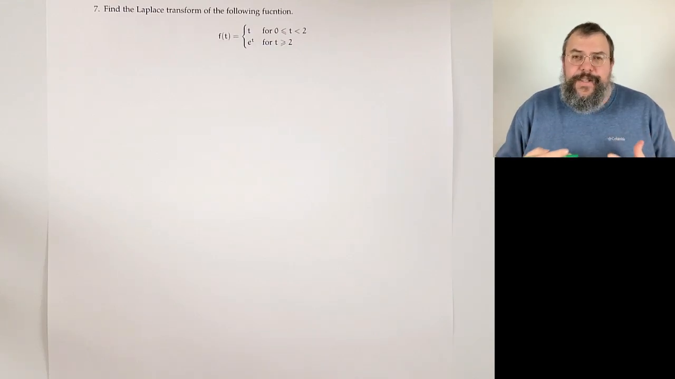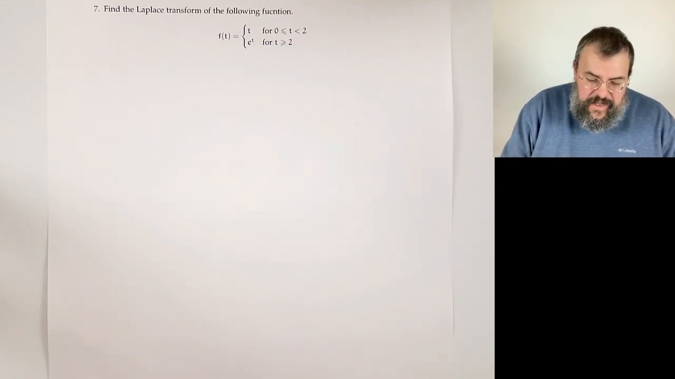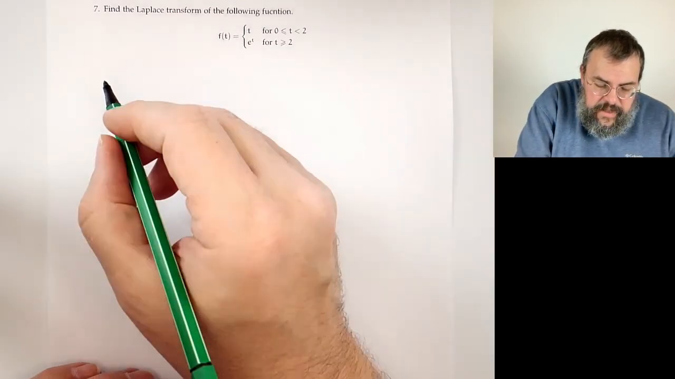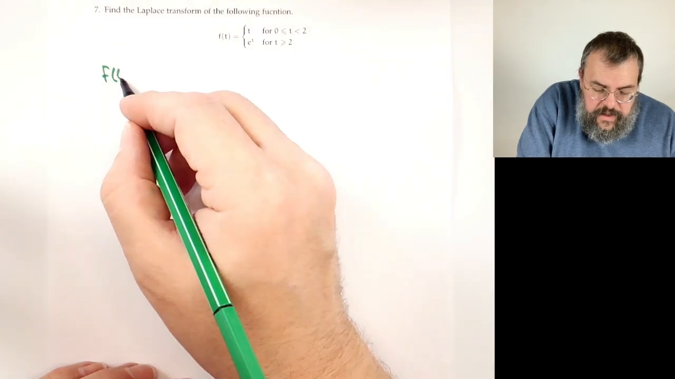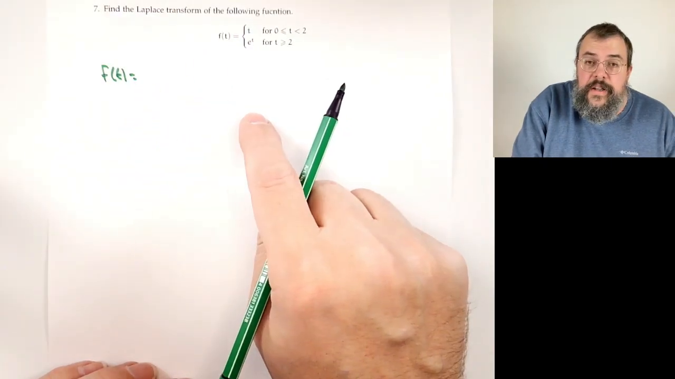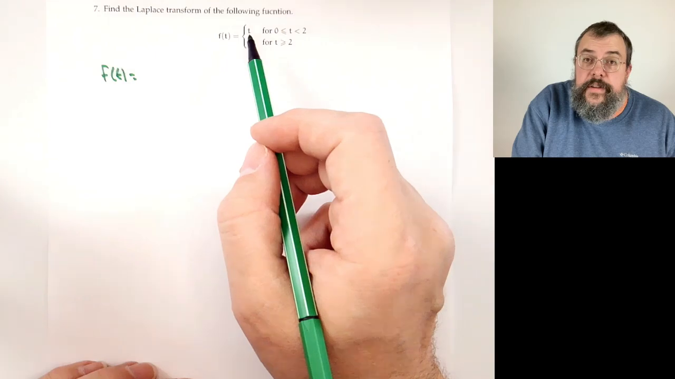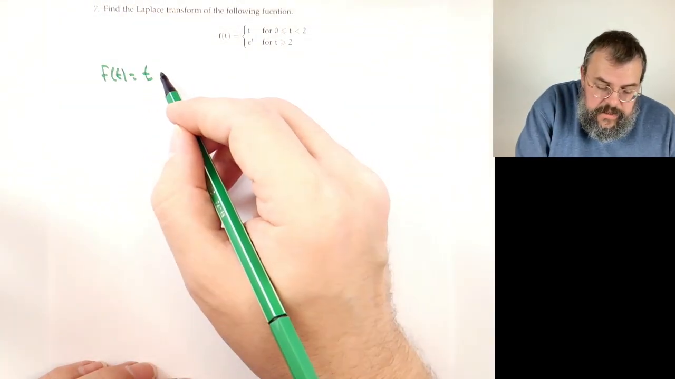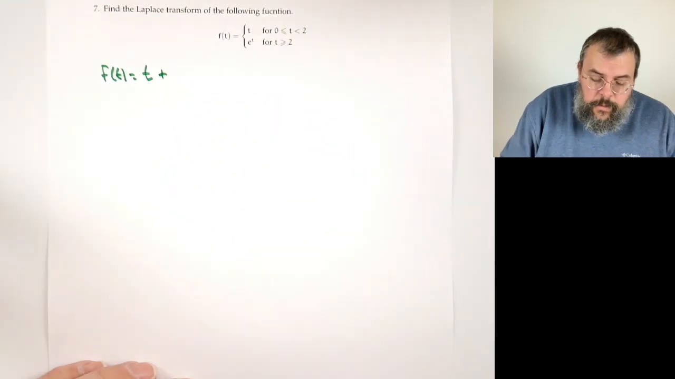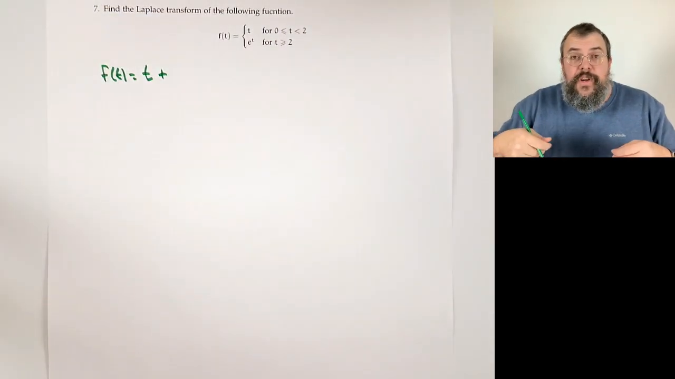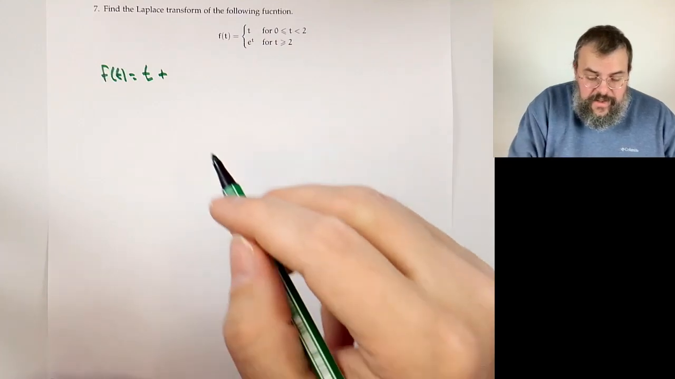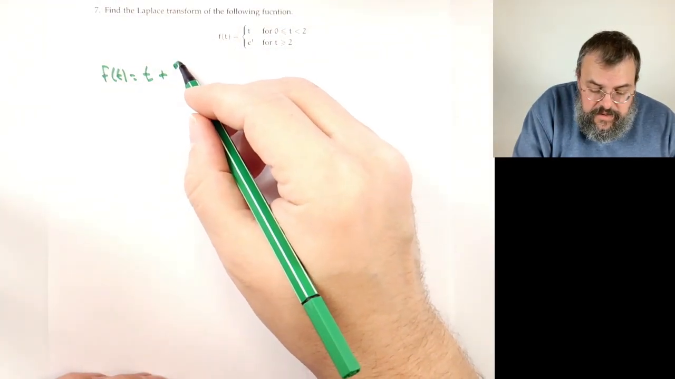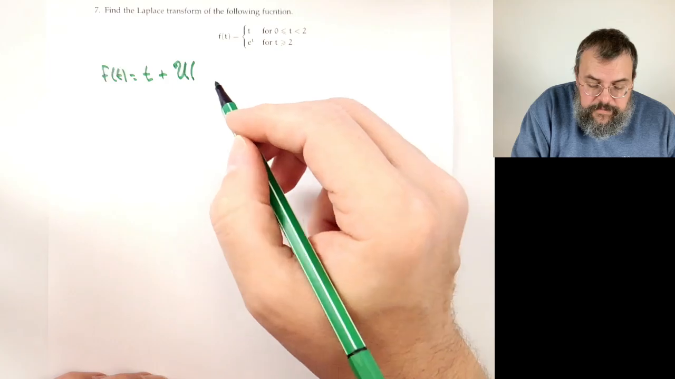I'm going to do it the more intuitive way that was meant to be done. How should this function be thought of? Where do we start? It starts as t. And then, at time 2, it switches. If it switches, that means there's a unit step function involved.